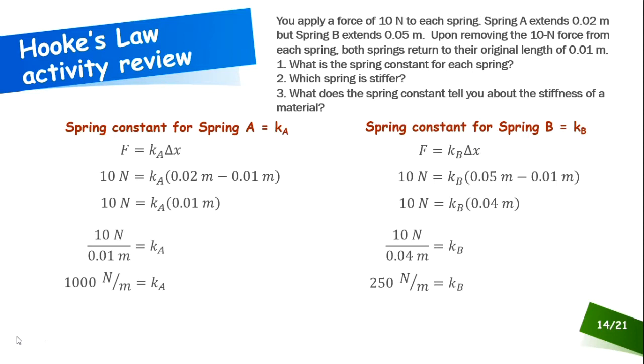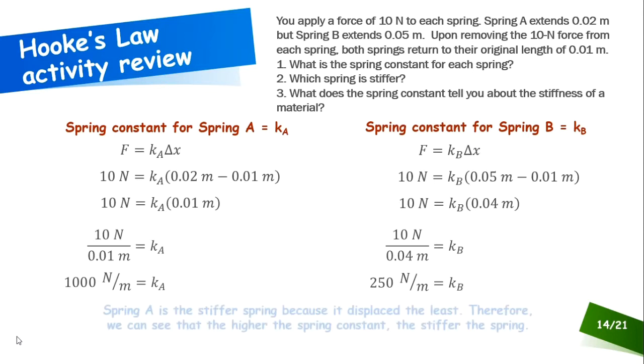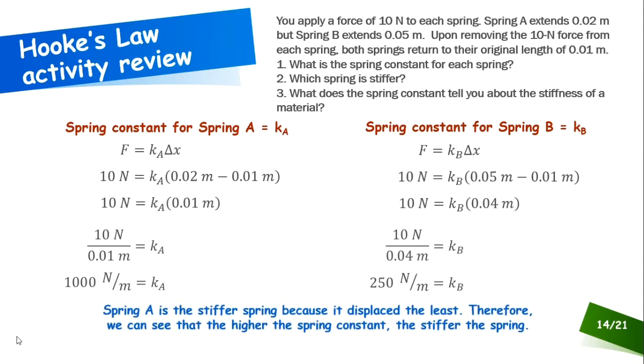Now, which spring is stiffer? Well, obviously the spring that's stiffer is the one that didn't extend as much for the same force, and that's going to be spring A. So spring A is stiffer because it displaces the least. Now look at the difference in the spring constants. Spring A is stiffer and it has a higher spring constant. So what we learn from this is that the higher the spring constant, the stiffer the spring. So this spring constant actually relates a relative idea of how stiff the spring is.